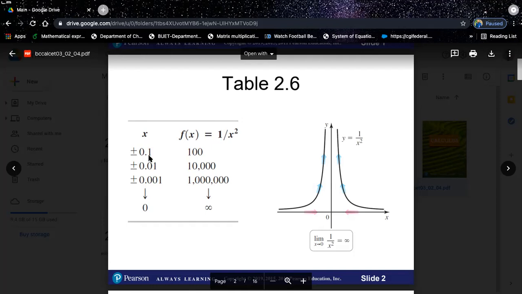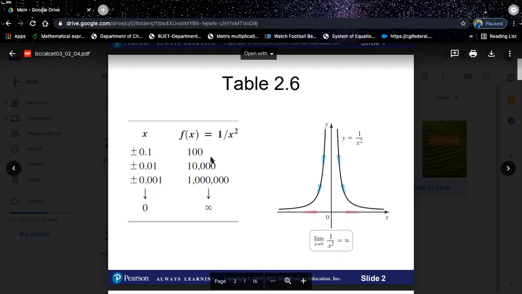So if we start taking values like 0.1, 0.01, 0.001, so on and so forth, you'll see the corresponding functional value will get increased, will get bigger, bigger, and bigger. The smaller the value you pick for x, the larger the function value will be. And you can cross-check it using your calculator.